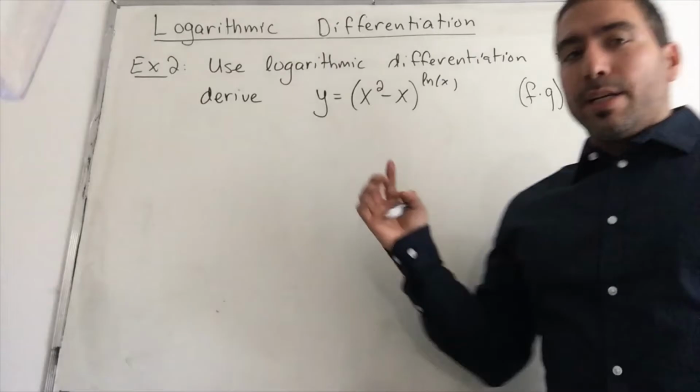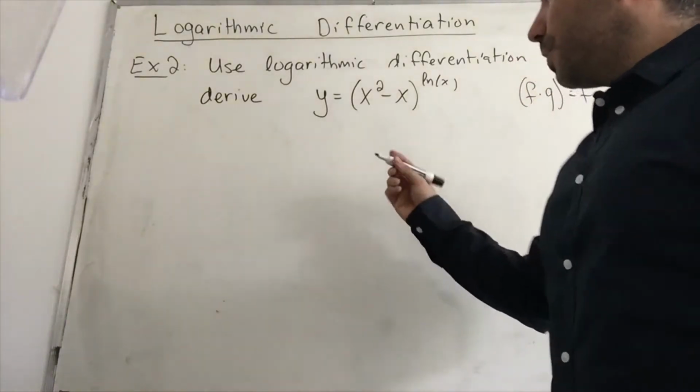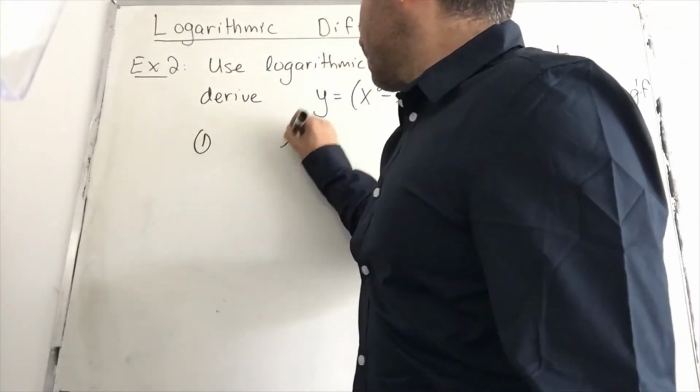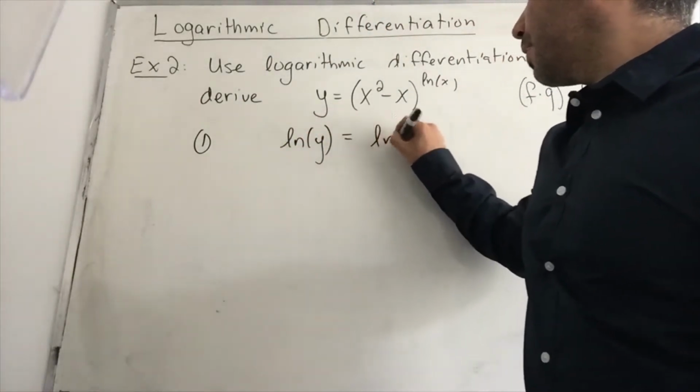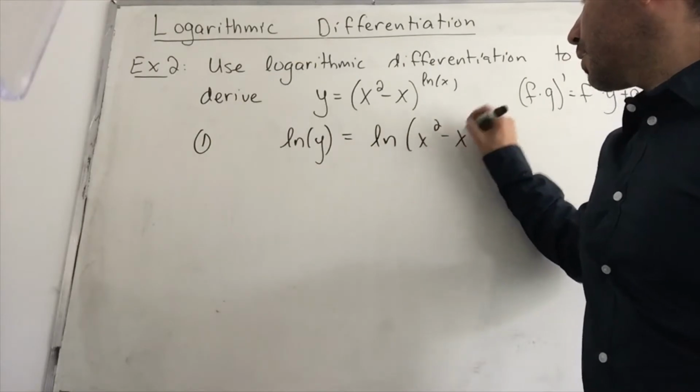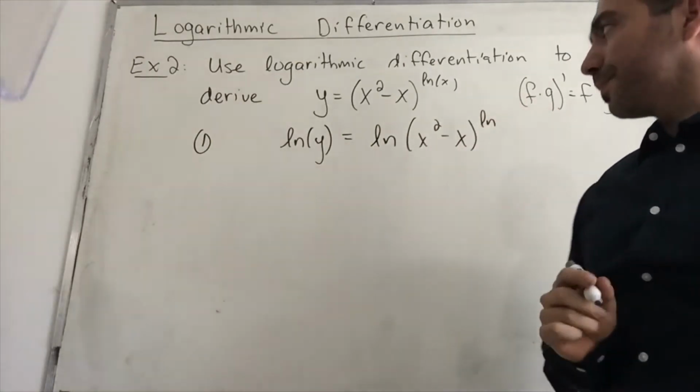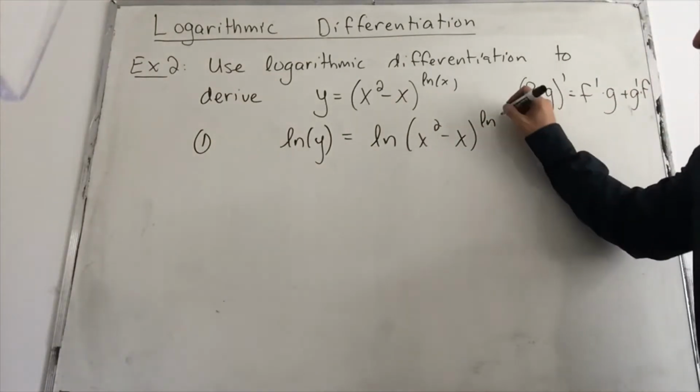So step one, we introduce ln. We take ln on both sides of the equation, giving us ln of y equals ln of x squared minus x to the ln of x.